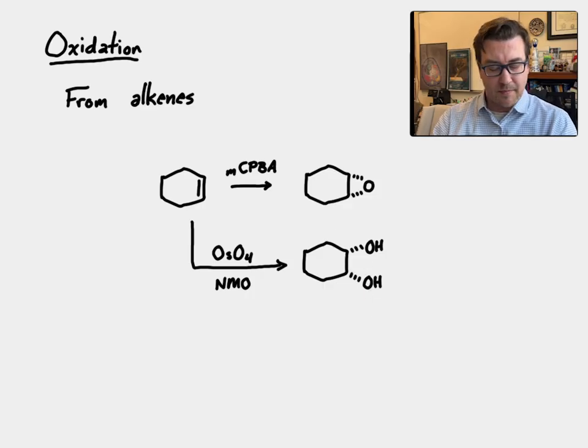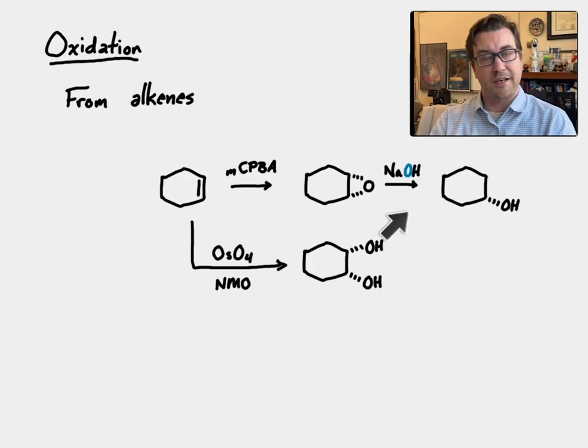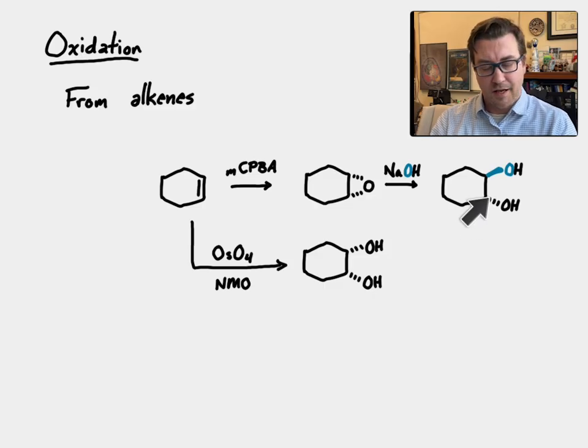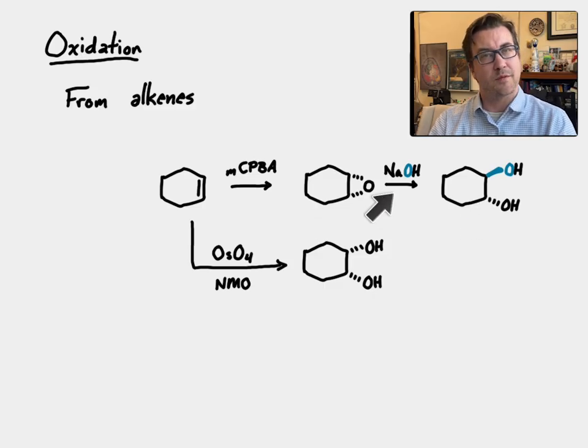If we were to treat this epoxide with sodium hydroxide, that would crack open the epoxide, but you'd wind up with a trans diol. So if you want a trans diol, you make an epoxide and you open it with sodium hydroxide. If you want a syn diol, so on the same side, you use osmium tetroxide.